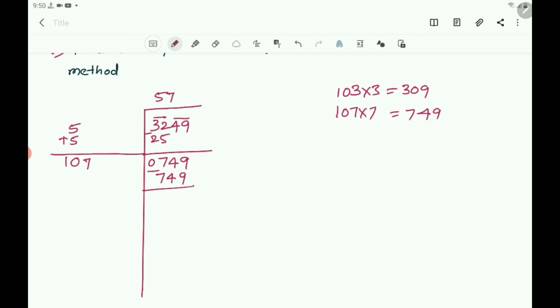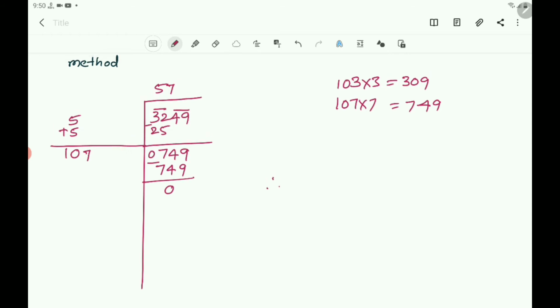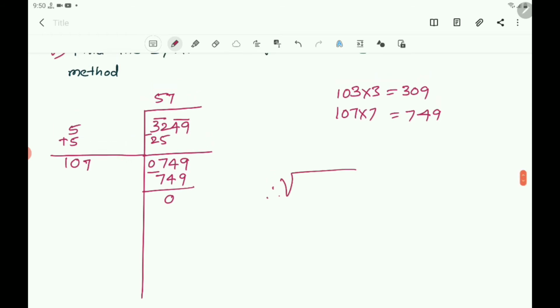So you subtract 749 by 749. What you are going to get? 0. Therefore you can say square root of 3249 equals 57.